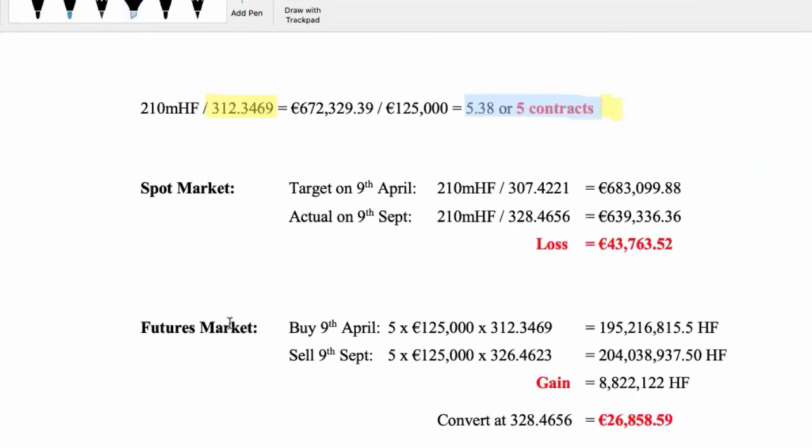So let's look at what happened in the futures market. Reverse back in time to the 9th of April, when the invoice was sent out for payment along with the goods, and we were giving 3 months credit. We decided, just in case the exchange rate went against us, to buy September futures. And we bought 5 of them. Each contract has a value of 125,000, okay? And we are also told that the September futures was 312.